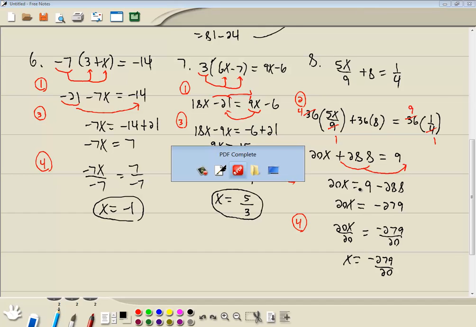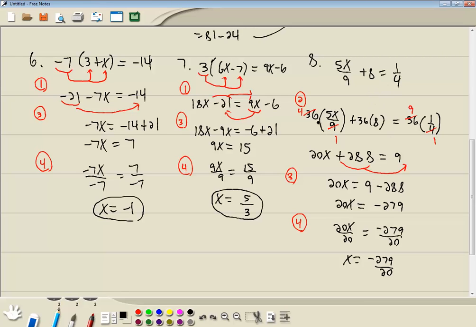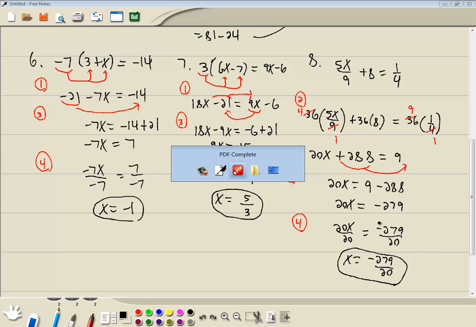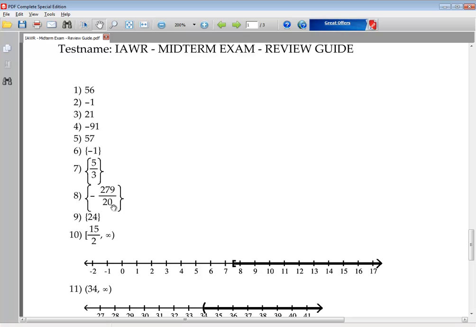Let me double check myself. 5x over 9 plus 8 is equal to 1/4. Okay, well, that's right. Multiply everything by 36. Okay, 4 times 5 gives you 20x. Multiply that, 288. Multiply by that gives you 9. Take that over there. Seems like a bizarre answer coming out of the test bank. Let me double check myself. Get the answers down here. Yeah, sure enough. Negative 279 over 20. Just seemed bizarre.